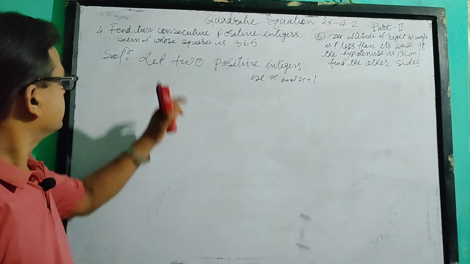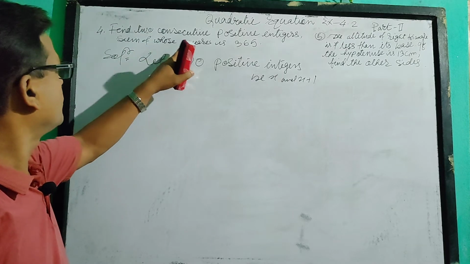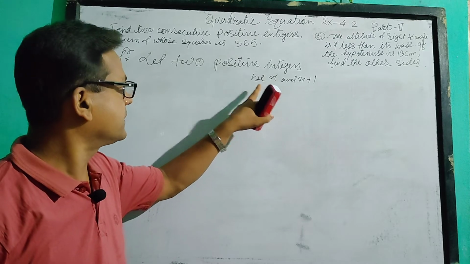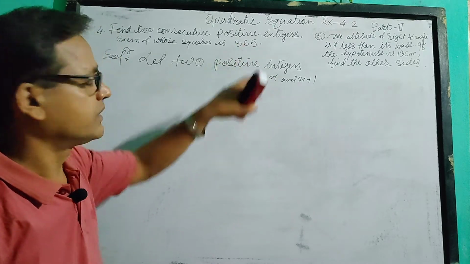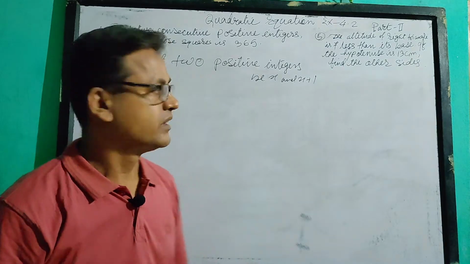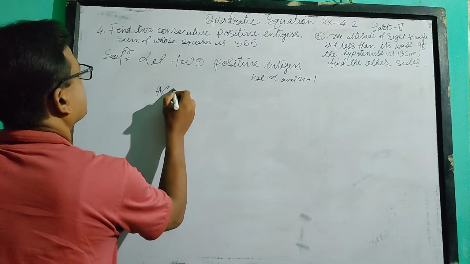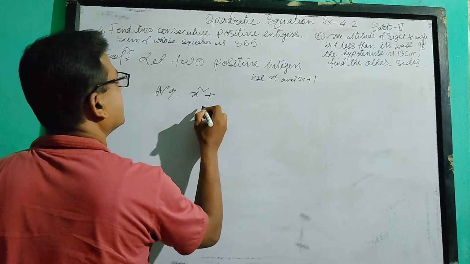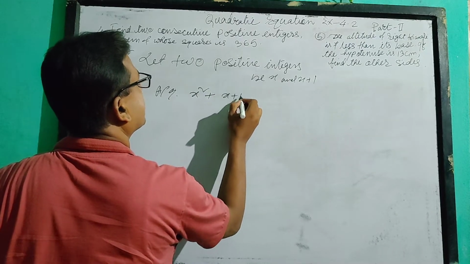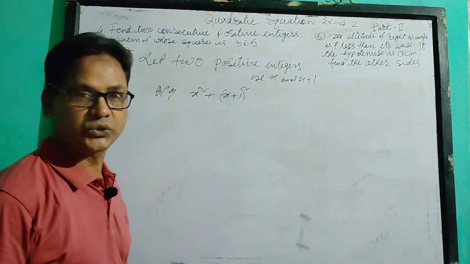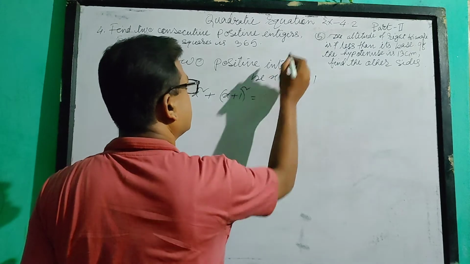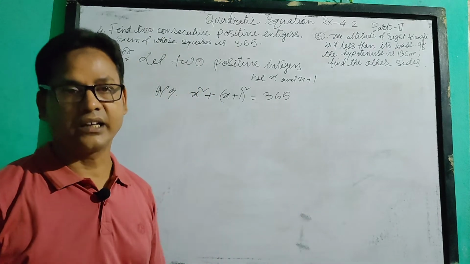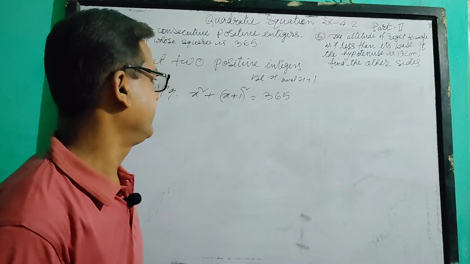Then, what is the question? The sum of whose squares? Whose means these two numbers. The sum of the squares of the two numbers gives 365. According to the question, one number is x, its square is x square. The second number is x plus 1, its square means x plus 1 whole square. The result comes 365.